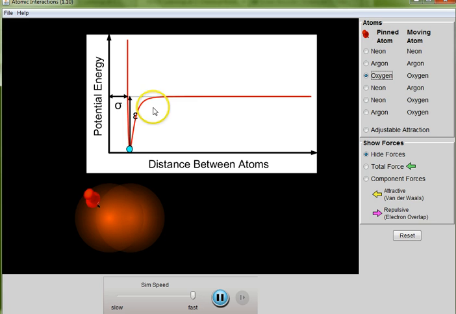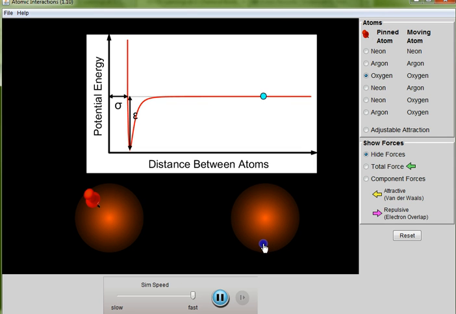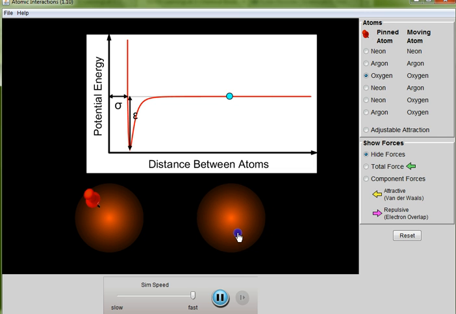Whereas for oxygen, you can see the drop in potential energy is much larger, and therefore oxygen cannot exist as an atom under any circumstance. When you have two oxygens in the vicinity of each other, they will combine and form a molecule, an oxygen molecule. Is that clear?